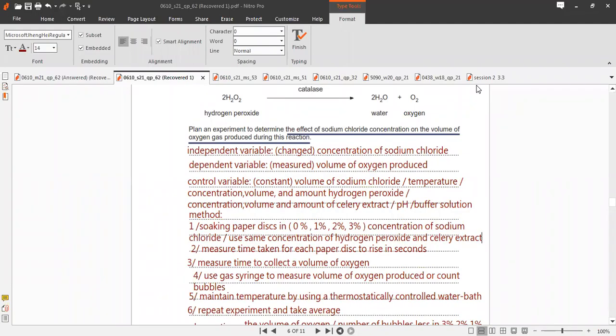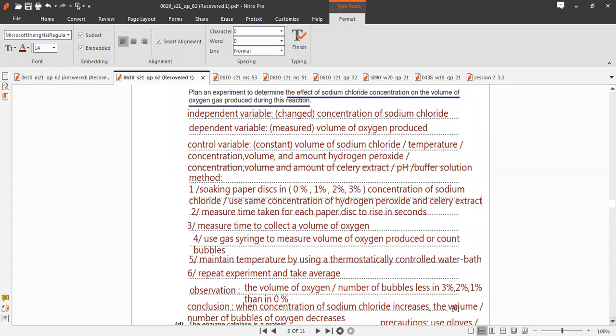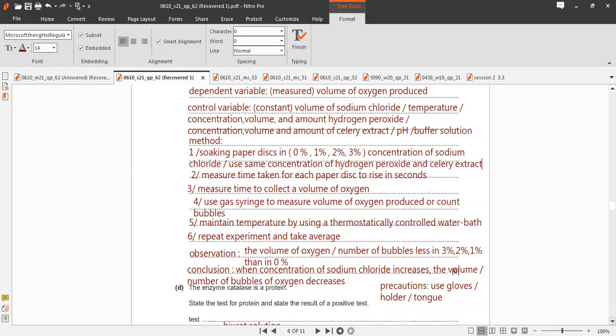Number one, soak paper discs in 0%, 1%, 2%, 3% concentration of sodium chloride solution. Use the same concentration of hydrogen peroxide and the same concentration of celery extract. Number two, measure the time taken for each paper disc to rise in seconds. Number three, measure the time to collect the volume of oxygen. Use a gas syringe to measure the volume of oxygen produced, or count bubbles. Number five, maintain temperature by using a thermostatically controlled water bath. Repeat the experiment and take the average.